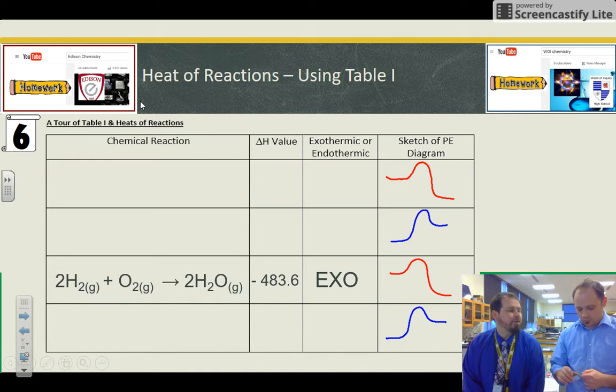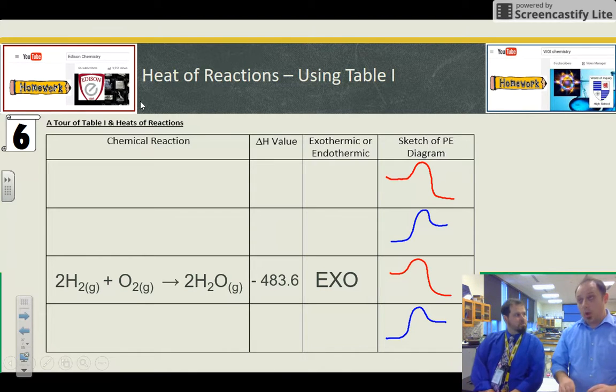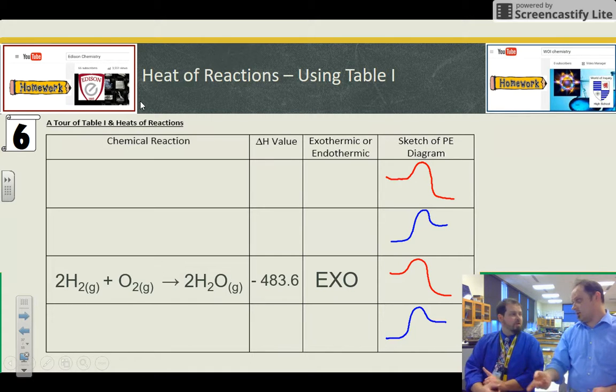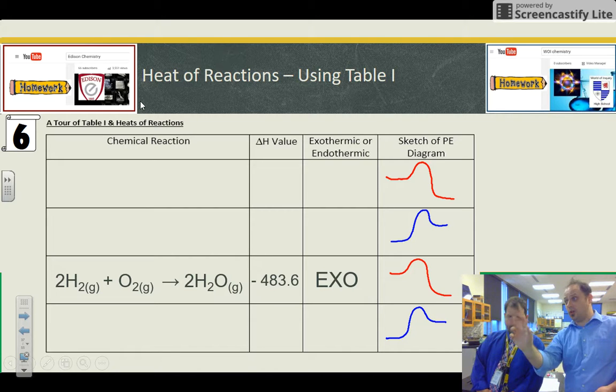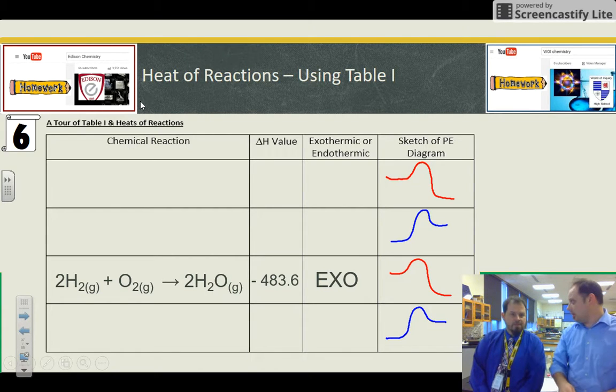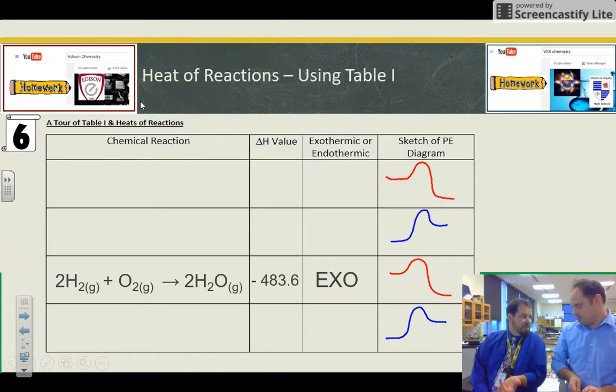There's one other curveball we could throw you though. What if I did the reaction in reverse? Well, if the forward reaction was exothermic, then the reverse reaction would be endothermic. I would flip the sign on the value and I'd flip the direction of the arrow, and there we go. But the number will stay the same. The magnitude of that heat will stay the same.